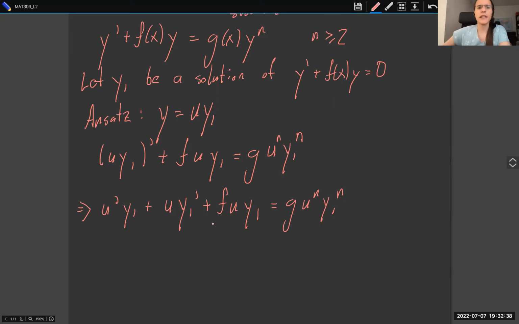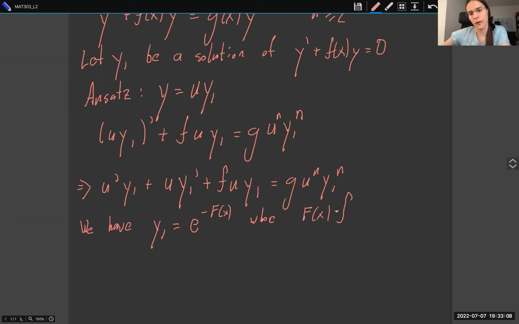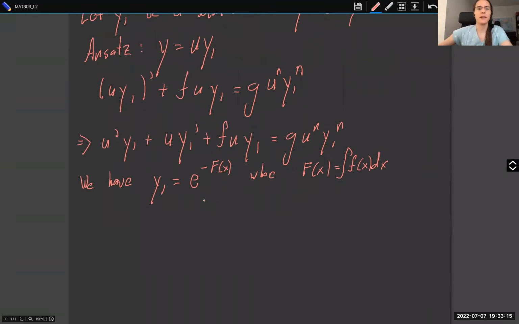Okay, at this point, it's going to be a bit unfortunate because I didn't actually ever want to let y1 be an arbitrary solution of this. I actually want to use the standard solution. We have that y1 is equal to e to the negative F of x, where F of x is the antiderivative of f, little f of x. So I actually do want to use this form, and it's actually going to be interesting.